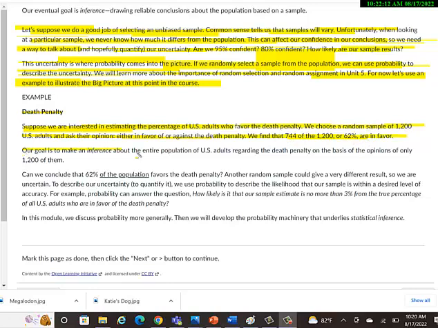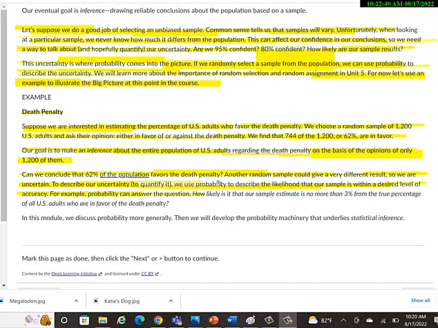Our goal is to make an inference about the entire population of all the adults in the U.S., regarding the death penalty on the basis of the opinions of only 1,200 of them. Can we conclude that 62% of the population favors the death penalty? Another random sample could give a very different result. So we are uncertain. To describe our uncertainty or to quantify it, we use probability to describe the likelihood that our sample is within a desired level of accuracy.